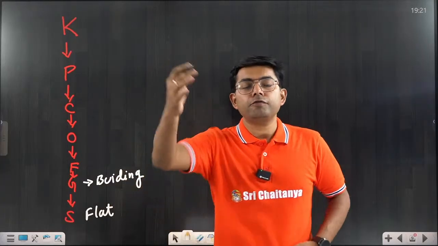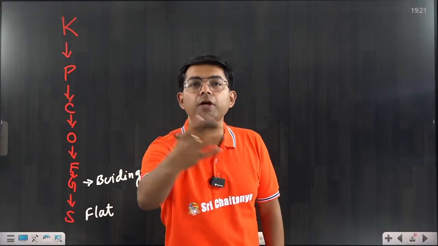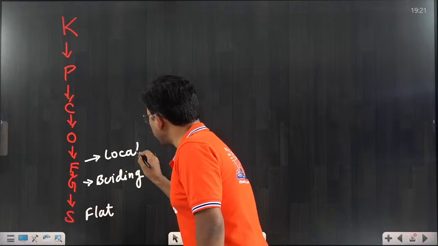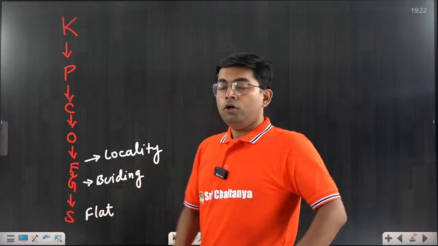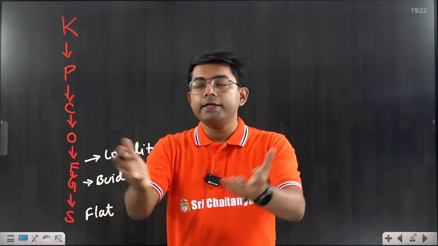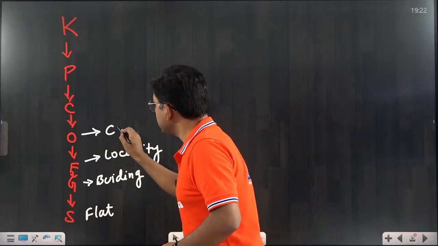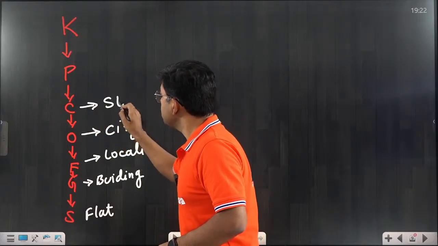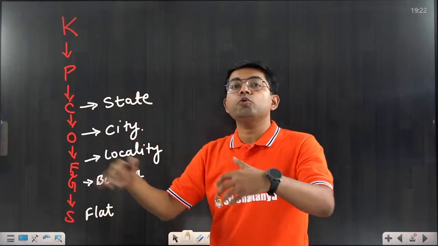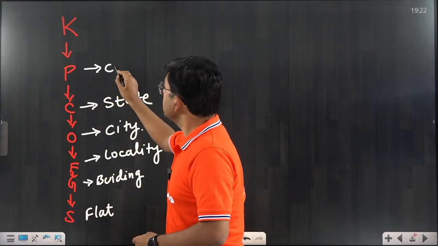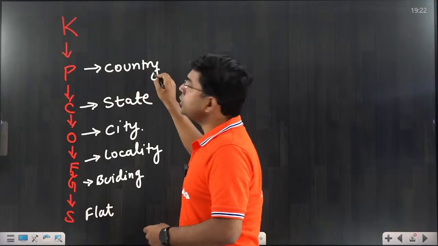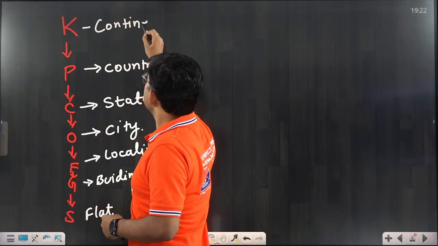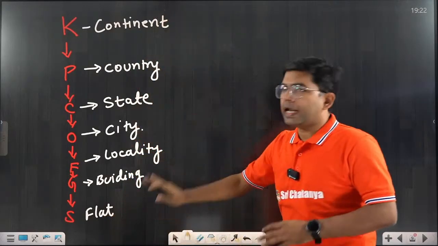And building is a part of, so you will say building is a part of locality. So the family represents the locality. Then many localities together will form a city. Many cities will together form a state. Many states will together form a country. And many countries will together form a continent. Isn't it? So it is something like the same.